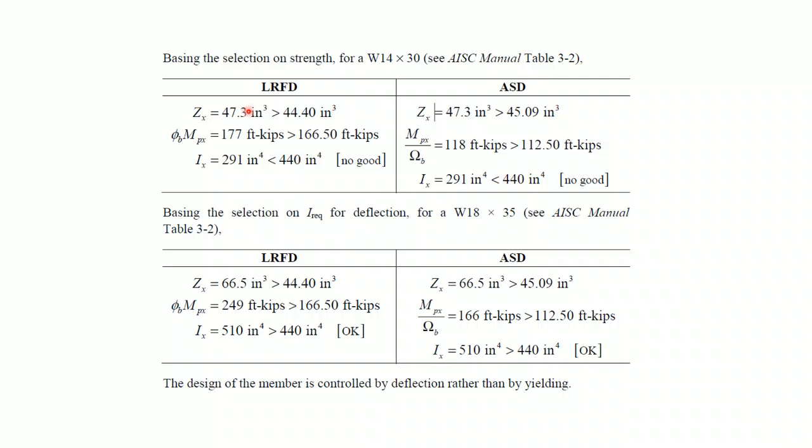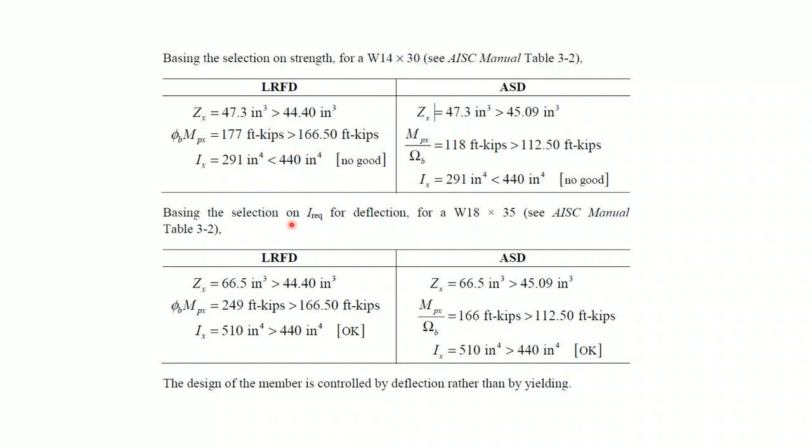Now we will go to the AISC table and select a couple of sections. W14x30 is one of the lightest sections which has a plastic section modulus greater than 44.4 cubic inch, which is 47.3. The moment capacity is 177, which is greater than what we computed, but the moment of inertia is less than what we have calculated. So this section doesn't work.